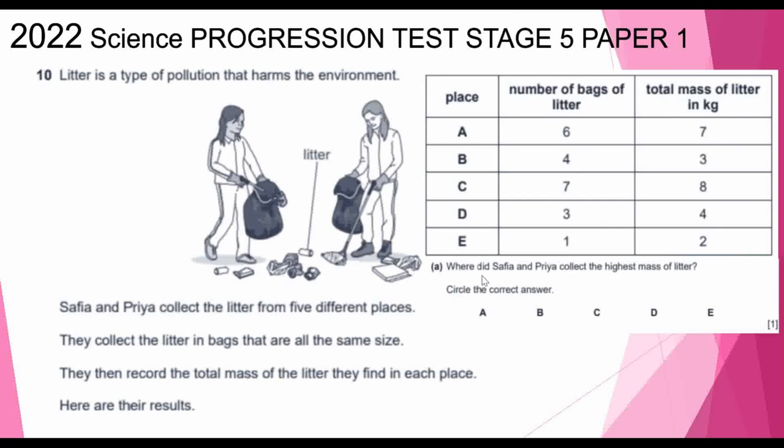Question A. Where did Sevi and Priya collect the highest mass of litter? Circle the correct answer. Let's check the answer. So it's definitely C, as C has 8 kilograms, the highest mass.